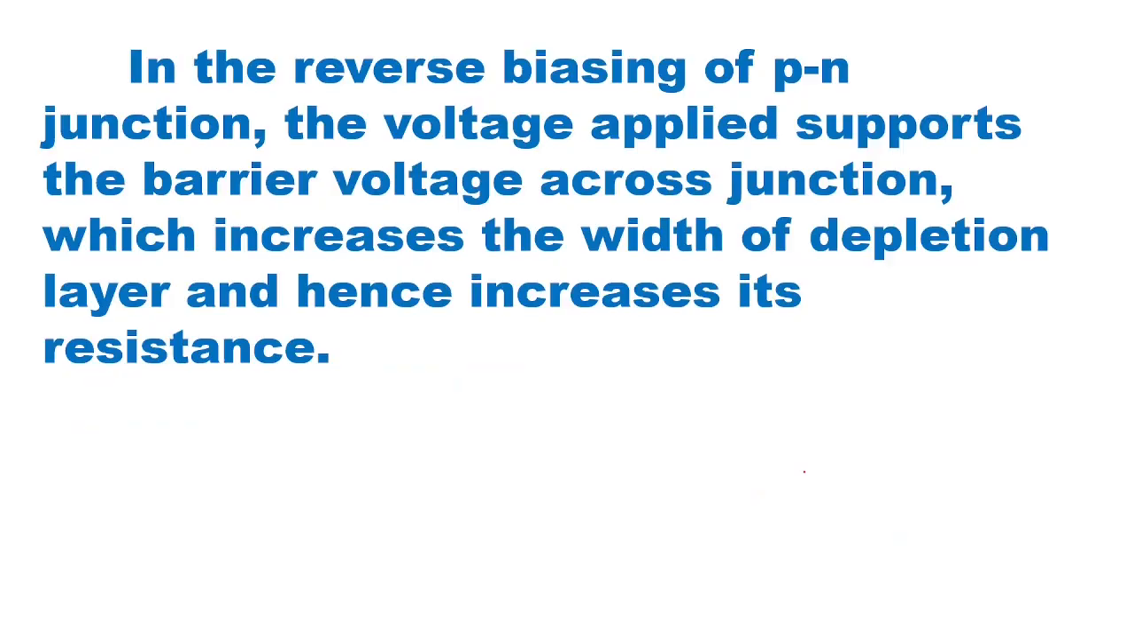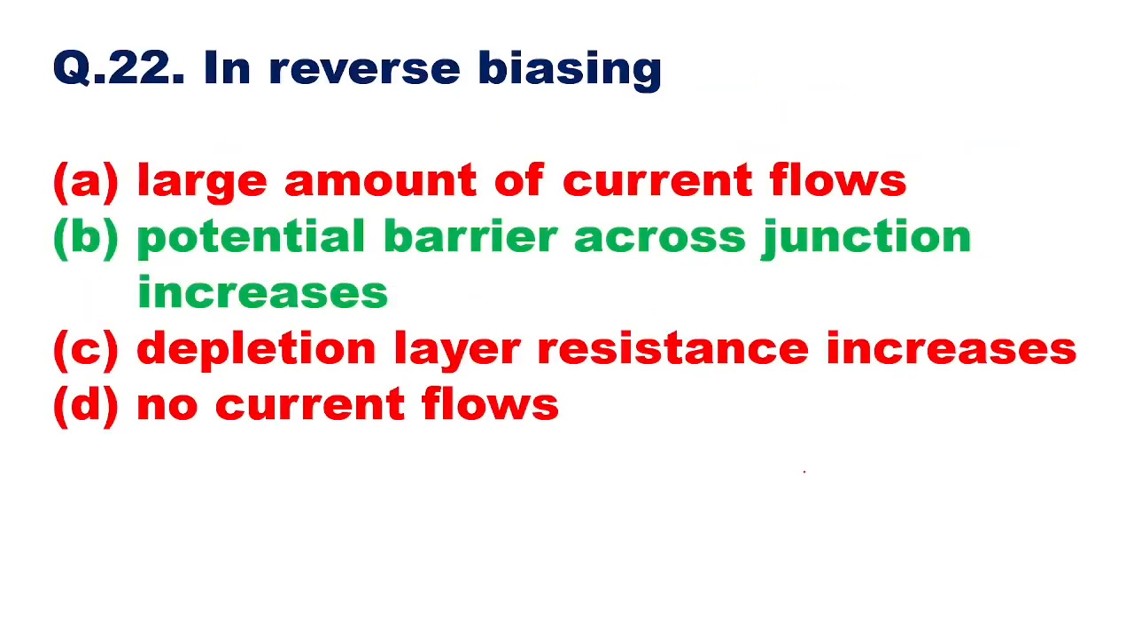So here we can see in the reverse biasing of PN junction, the voltage applied supports the barrier voltage across the junction, which increases the width of the depletion layer and hence increases its resistance. So here option B will be the correct answer. Potential barrier across the junction increases. Then we'll go to the next question.